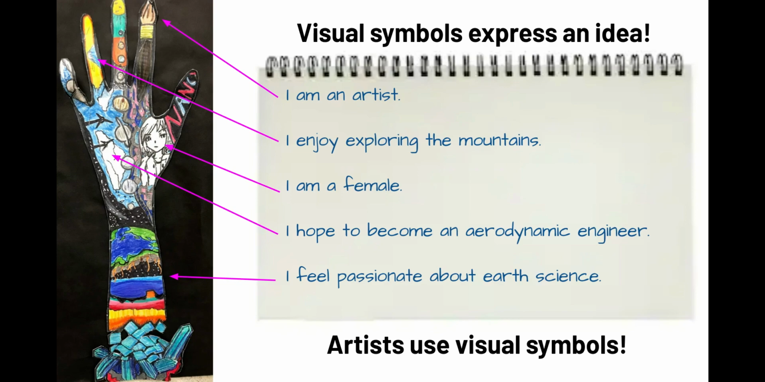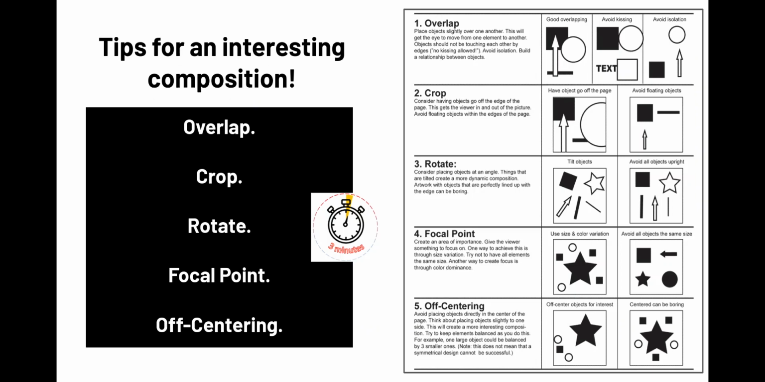So before we move in to actually drawing our visual symbols, we're going to take a couple of minutes and do an activity to make sure that you have an interesting composition. Just like a musician composes music and creates a musical composition by arranging sounds in different ways, you're going to arrange your visual symbols on your paper in an interesting way by using these tips. On your table, you will find a worksheet with 5 different tips for creating an interesting composition.